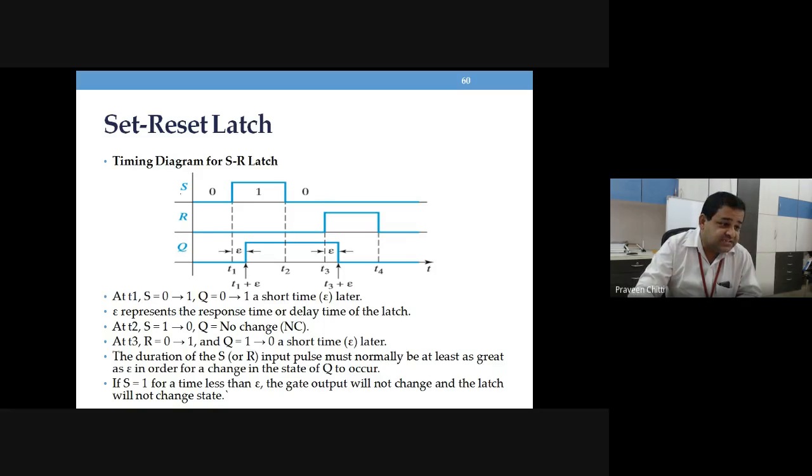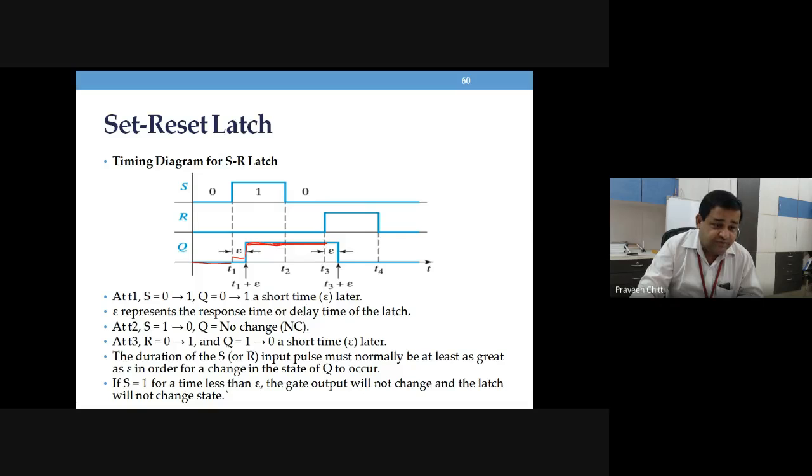When S is 0, R is 0, no change, Q remains in 0 state. Now here S has changed to 1. When S changed to 1, Q should immediately change to 1, but Q changes to 1 after some delay epsilon, then it becomes 1. Now here again both are 0 0. When both are 0 0, Q should be no change. So what is the previous value of Q here? 1. So it continues in 1.